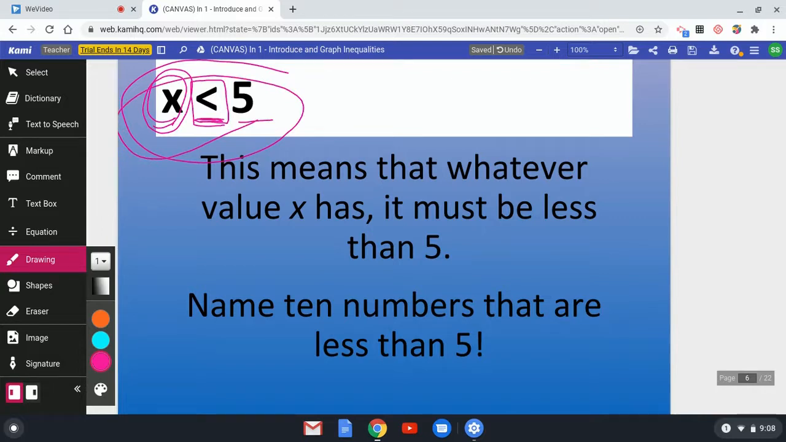So like expressions, there are lots and lots and lots of answers that will make this true. Let's see if you can name 10 numbers quick that would make this inequality true. Let's see, what's less than 5? 4, 3, 2, 1, 0, negative 1, negative 2, negative 100, negative 1 billion, negative 0.5. All of those are smaller or less than 5. So see how there are way more than 10 numbers less than 5?